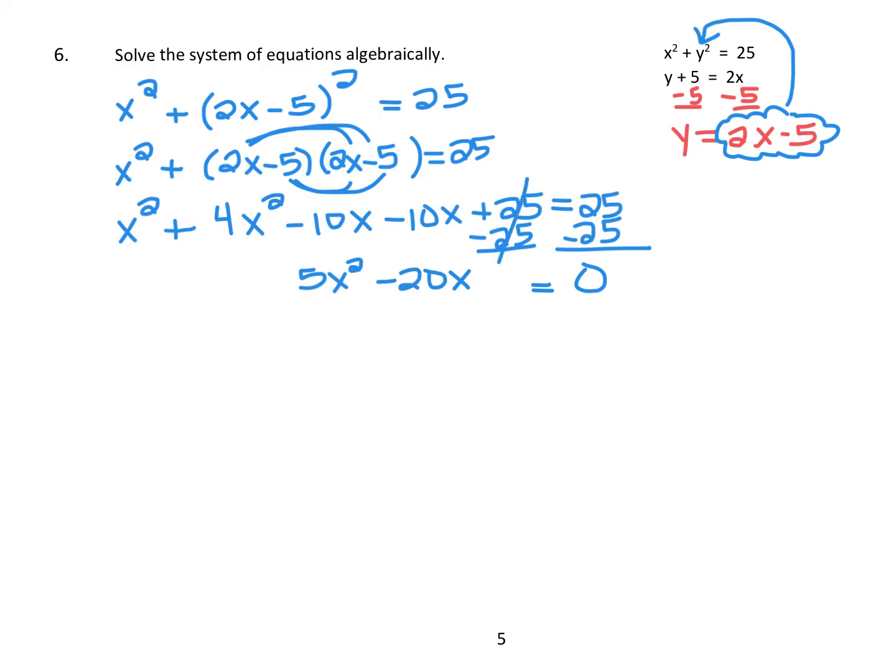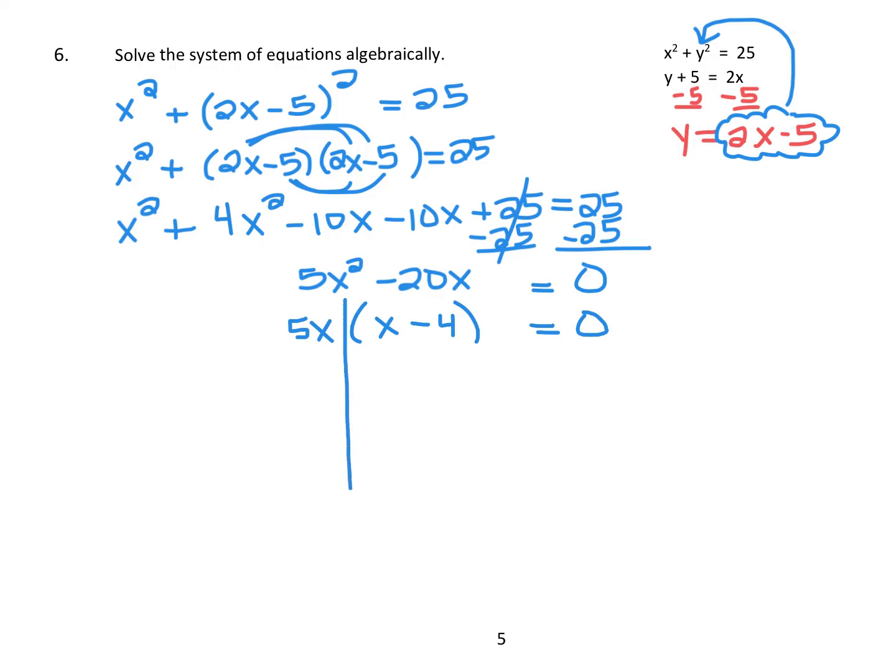All right, so now we have to factor. Now, when we have 2 terms, the only thing we could do to factor is either factor out the greatest common factor, or we could do difference of two squares. This is not a difference of two squares. These are not perfect squares, okay? So we're just going to factor out our greatest common factor. So the greatest common factor is a 5x. And when I factor that out, it will leave me with x minus 4. Let me bring down the equal 0.